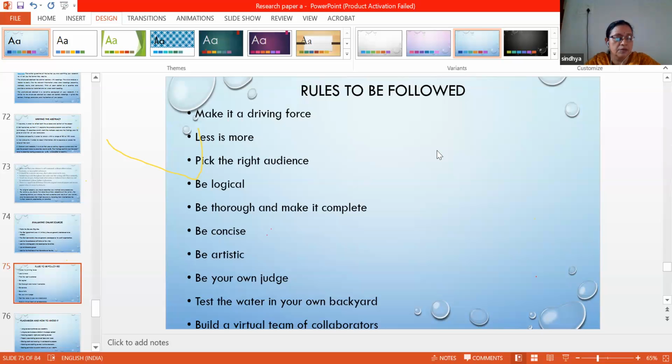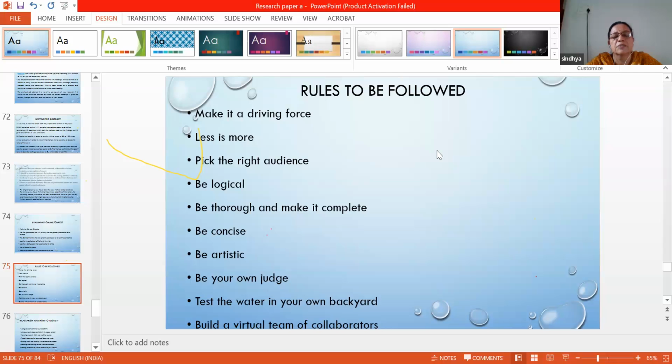Pick the right audience. That means, who should read our article? Who should read our research work? That is to be fixed. And to that audience, you have to prepare the research paper, and be logical. Always follow the logical sequence in writing as well as in referring. Use logical procedures and ethical concerns, and be thorough and make it complete.